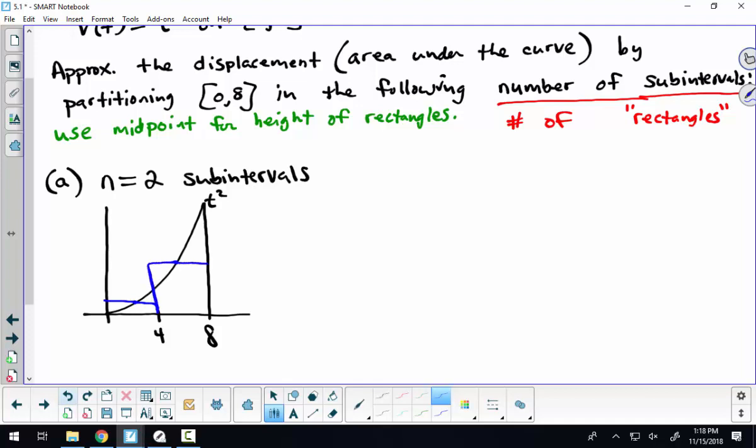Once we specify to use the midpoint for each, then we know exactly how we're going to construct the height of each rectangle. The midpoint between 0 and 4 would be 2. So that's the t value we're using to determine the height of the rectangle. We go up to the function and generate that rectangle. And the second interval from 4 to 8, the midpoint there is 6. We use that t value up to the function to give us the height of that rectangle.